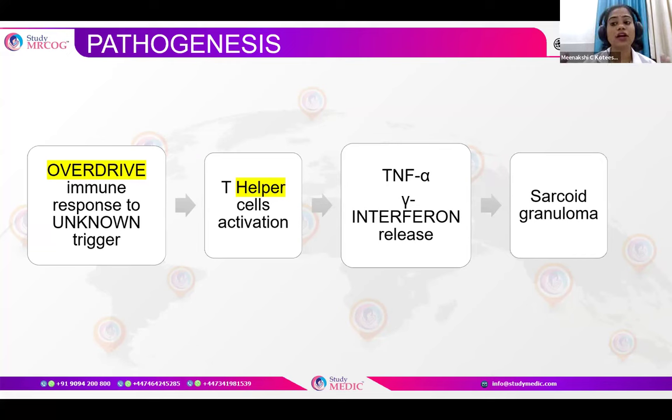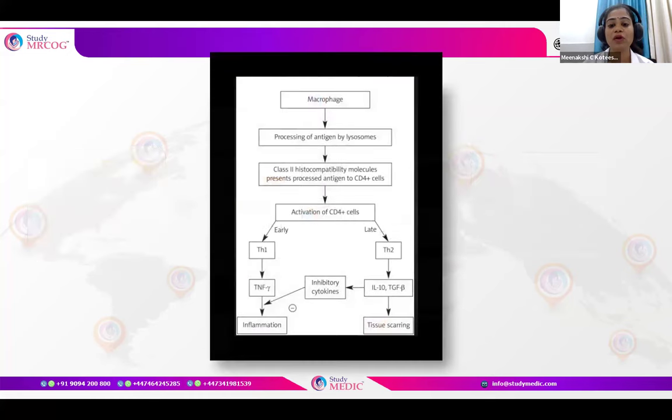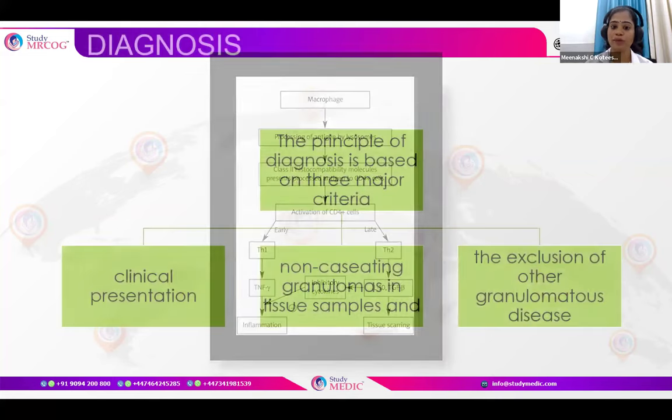So whenever there is an unknown trigger, there will be activation of the macrophages as well as the CD4 T cells, that is the helper cells. They will be causing an influx of these cells and they start activating. That is the hyper response of the immune system, because of which the cytokines get released. Gamma interferon causes the inflammation, whereas the interleukin as well as the transforming growth factor beta would be causing the tissue scarring. Okay. So basically, we can see that activation of the CD4 cells and the macrophages are the ones which come into play.